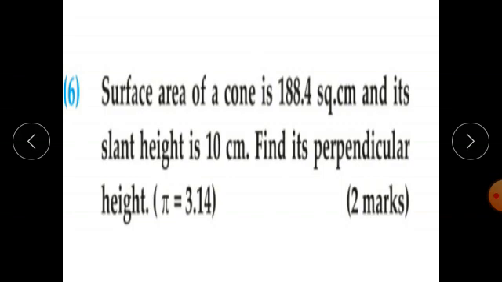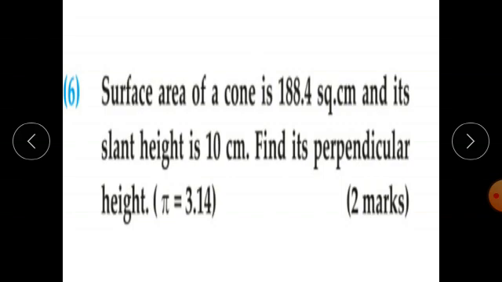Now question number 6. Surface area of a cone is 188.4 square centimeter and its slant height is 10 centimeter. Find its perpendicular height. The value of pi is given as 3.14.